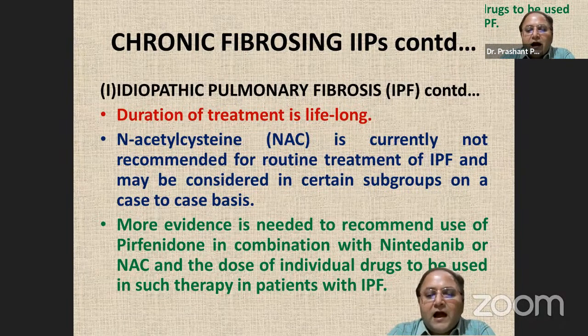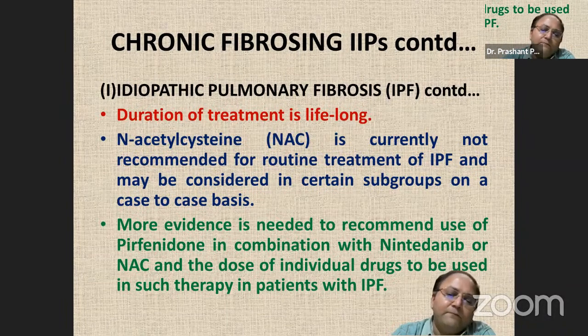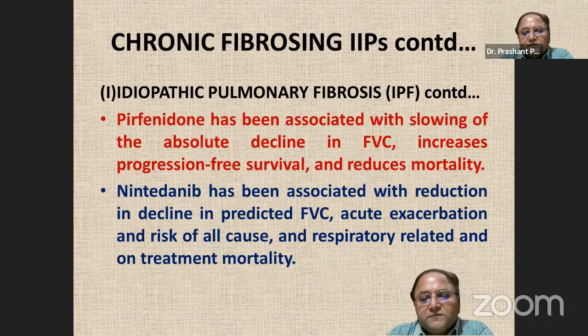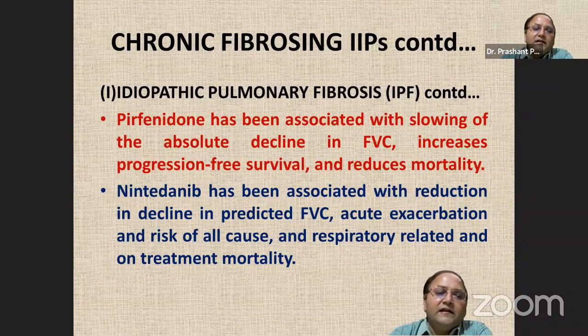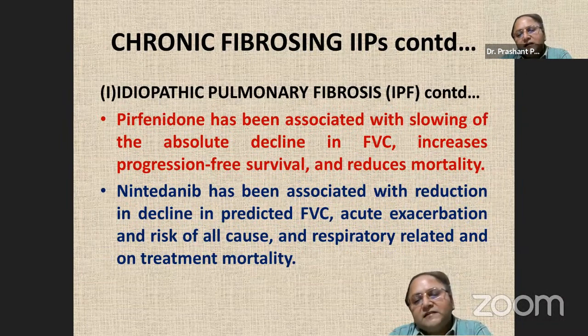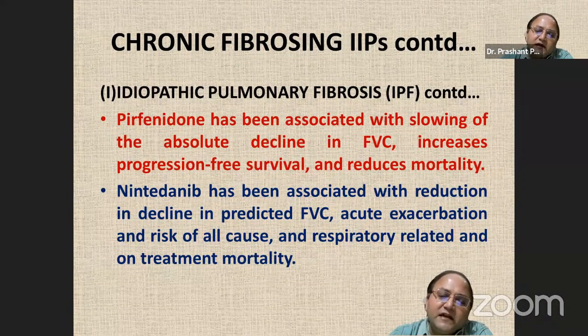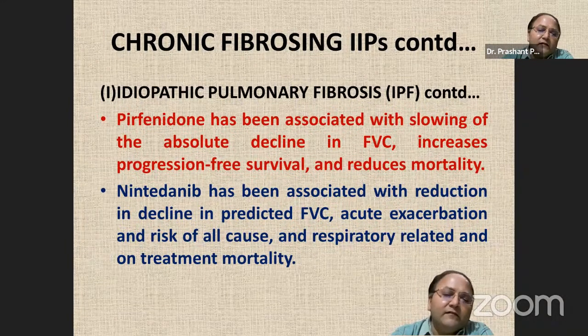So as of today, our statement is that either pirfenidone or nintedanib, not both. Pirfenidone has been associated with slowing of the absolute decline in FVC, increases progression-free survival, and reduces mortality. Nintedanib is also virtually the same, associated with reduction in decline in predicted FVC, acute exacerbation, risk of all-cause, respiratory-related and on-treatment mortality.